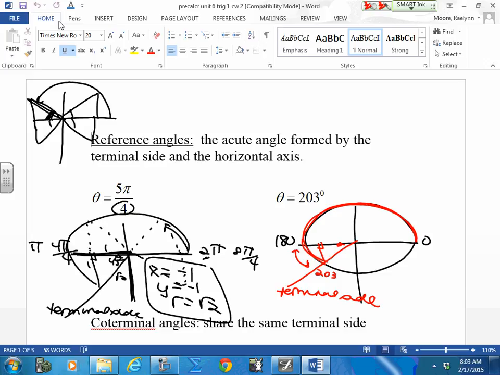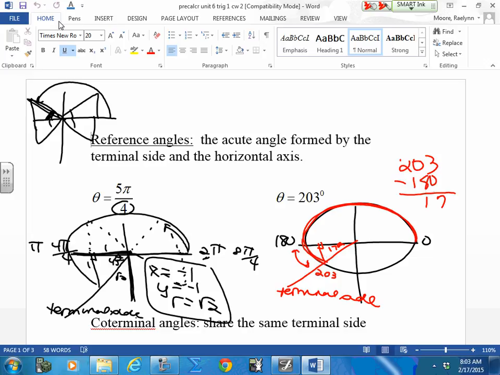I want you to look at the diagram. We came past the 180 and we stopped at 203. Subtract 203 minus 180. I came past the 180, right, to 203. So how far past the 180 did I come? Subtract it. So this reference angle is 17 degrees.